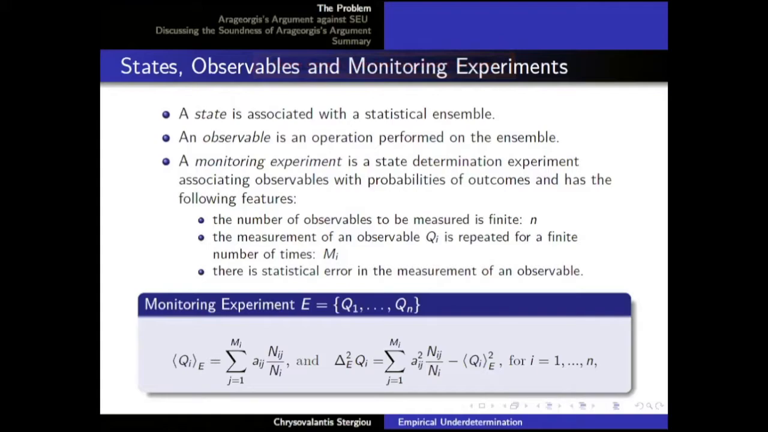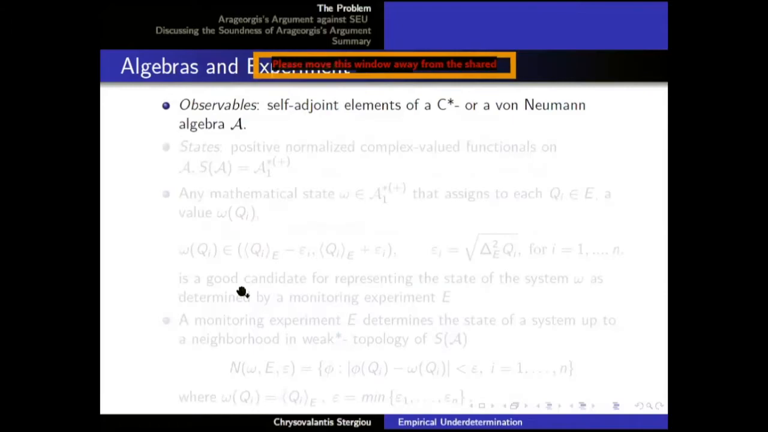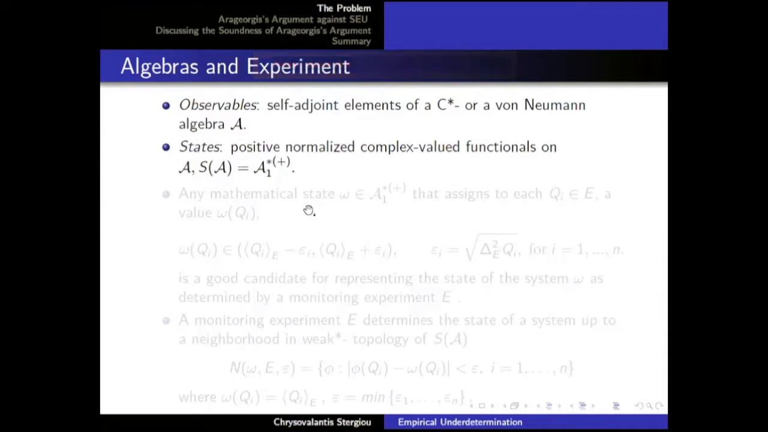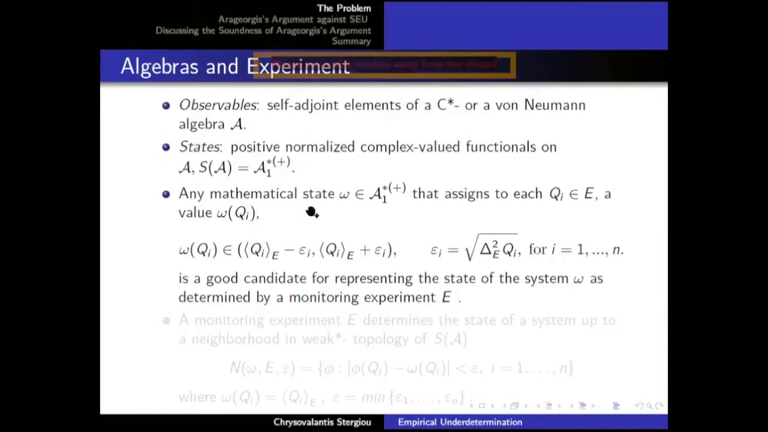Okay, and of course this is a very general framework within which we're going to work, and let's see how this framework is represented by C*-algebras. Observables, the operations, are self-adjoint elements of a C*-algebra or of a von Neumann algebra. The states are positive normalized complex-valued functionals on A. And by S(A), I denote the state space. And any mathematical state belonging in S(A) that assigns to each observable Q_A in the collection of a monitoring experiment a value omega(Q_A), which is found in this interval, is a good candidate for representing the state of the system omega as determined by a monitoring experiment E.